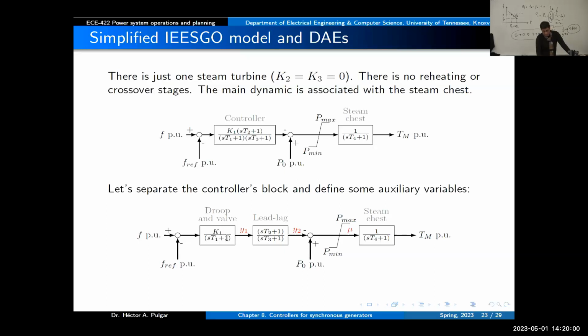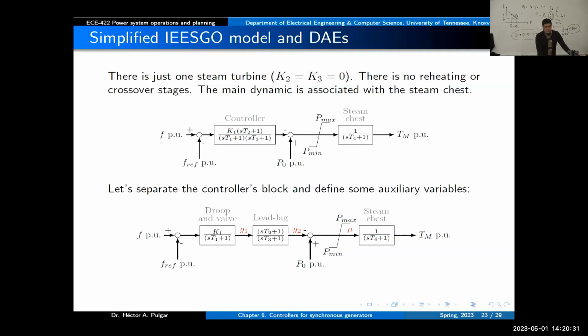And that is going to be negative because the frequency will be below the reference. But then that is multiplied by -1 here. Therefore, P0 plus some delta P is going to be the order to open the valve in the steam chest. Therefore, we can produce more torque and more power in that generator. So I want you to see the droop characteristic here.